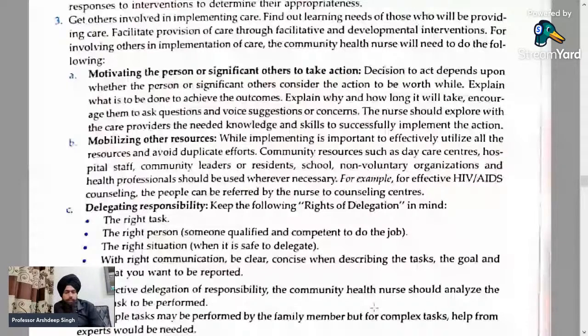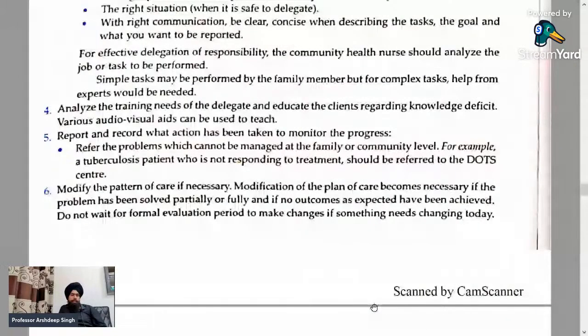Next, there are some more points. Analyze the training needs of the delegate, educate the clients regarding knowledge deficit, and report and record what action has been taken, to monitor the progress and modify the plan if necessary. So these are the steps you have to keep in mind.